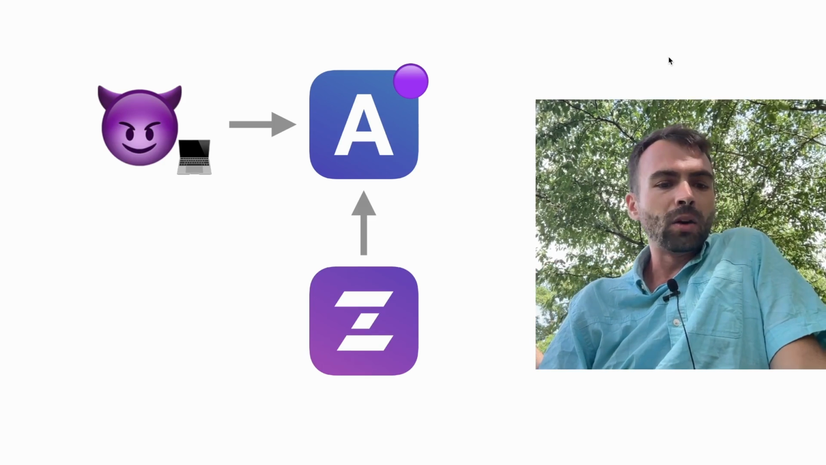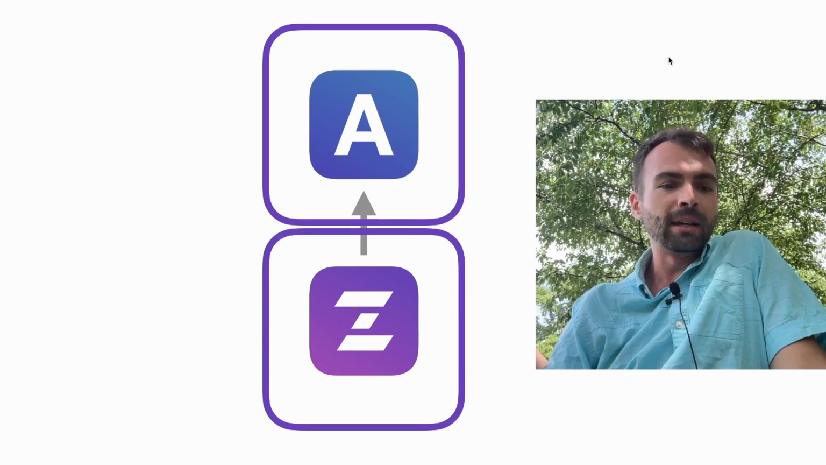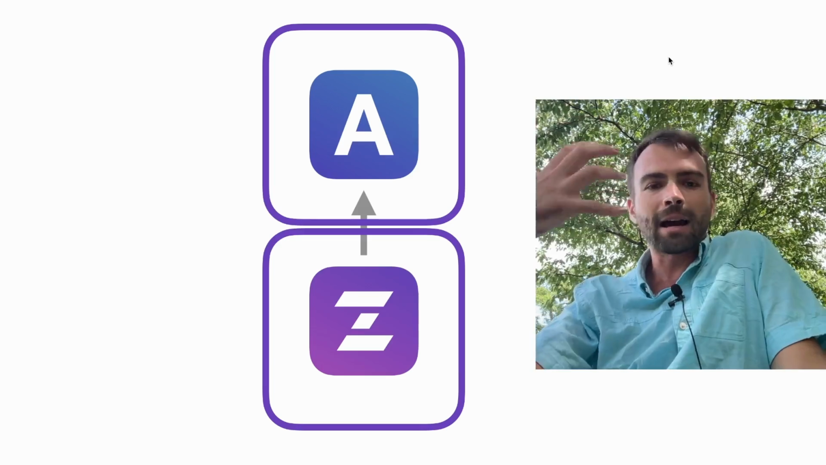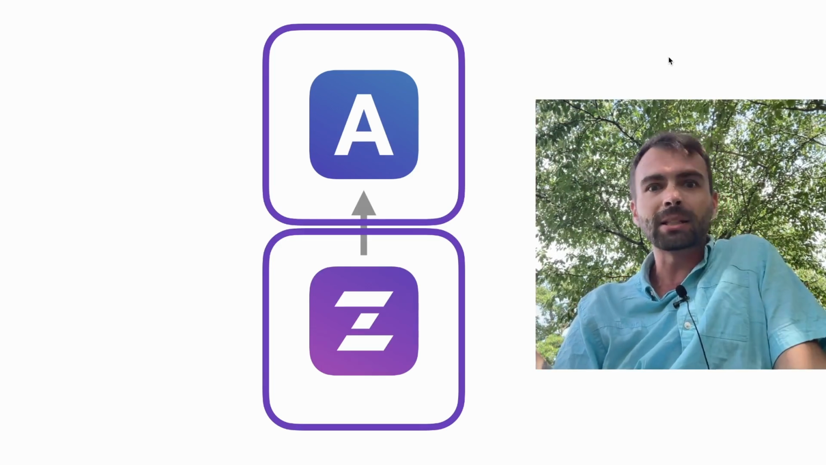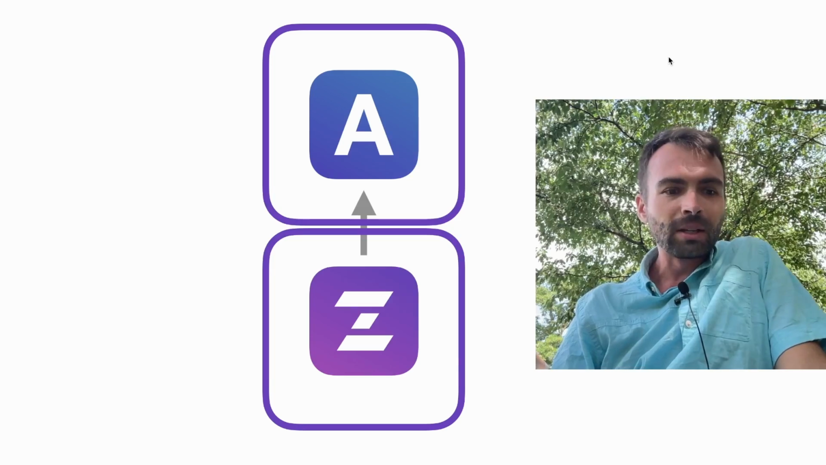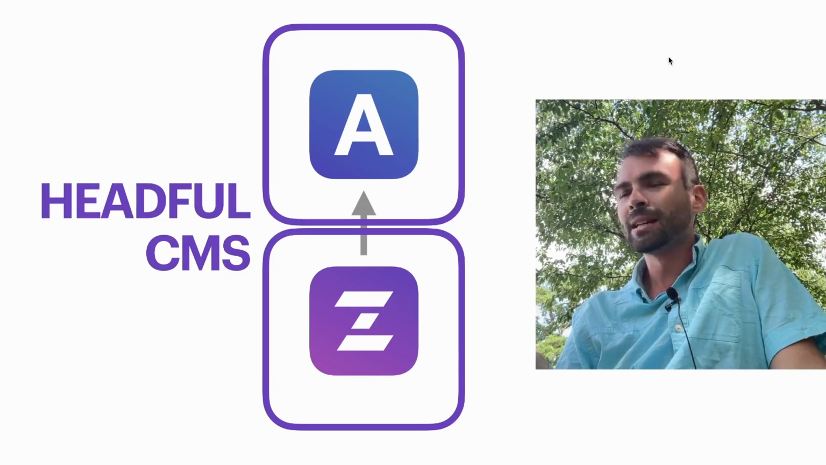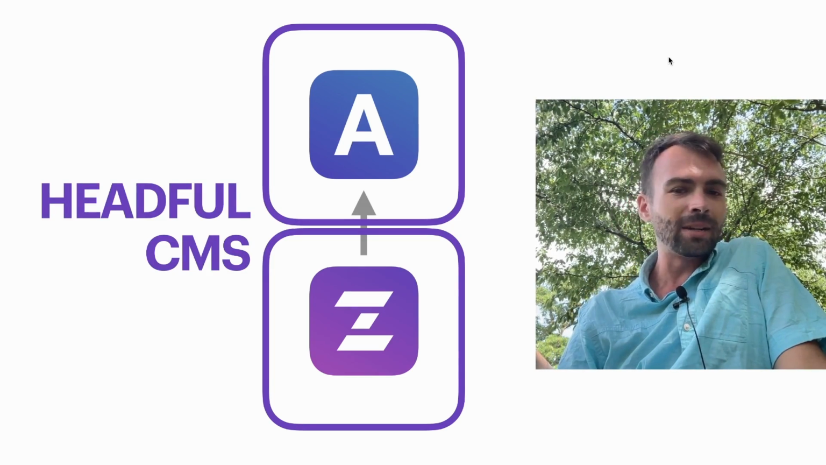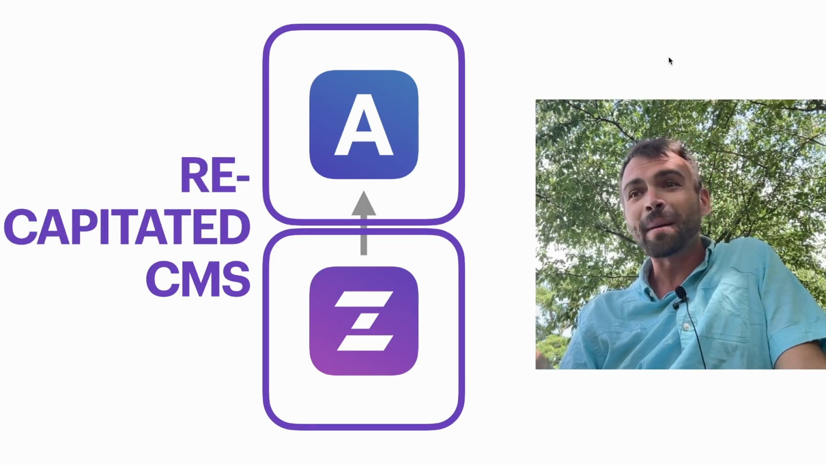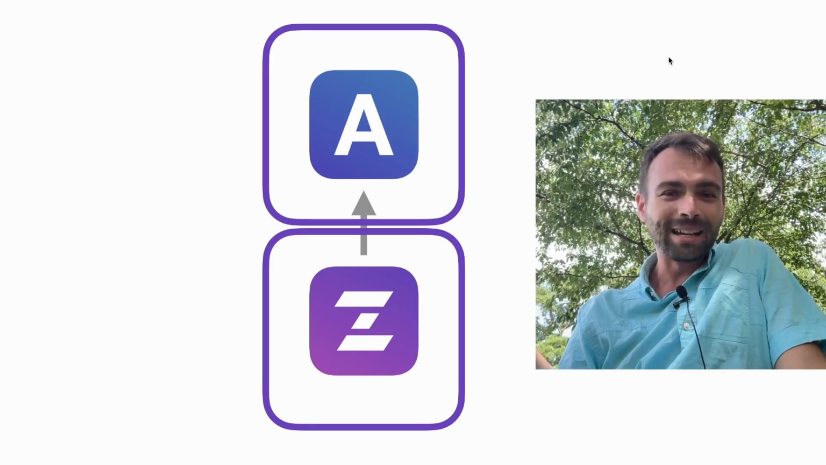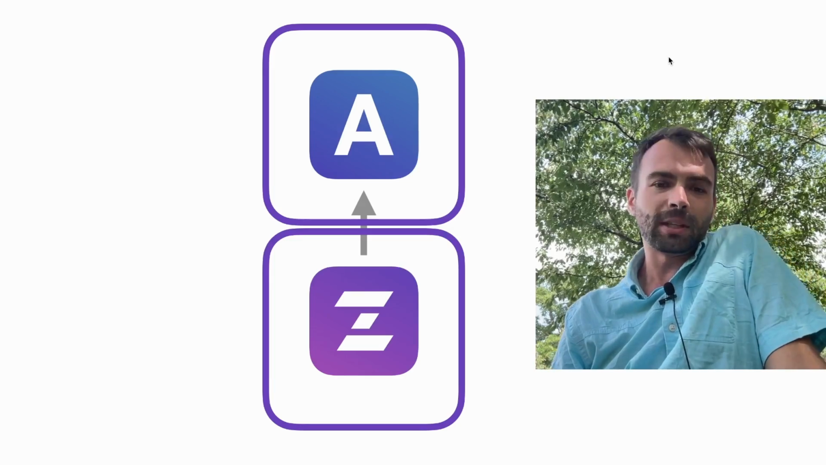So I don't quite know what to call this new thing. It's like we're adding the head back onto the content management system. We're adding the presentation layer back in because it provides so much value. So maybe this is like a headful CMS. Maybe this is a reheaded or a head optional CMS. Maybe it's a recapitated CMS. I don't know. Whatever it is, you can help decide what this is called.